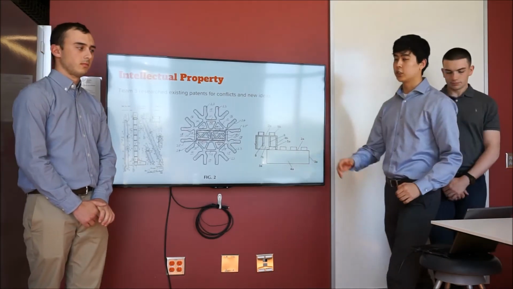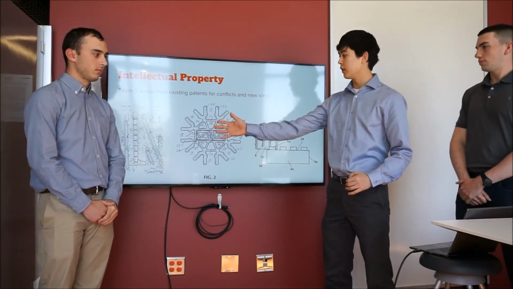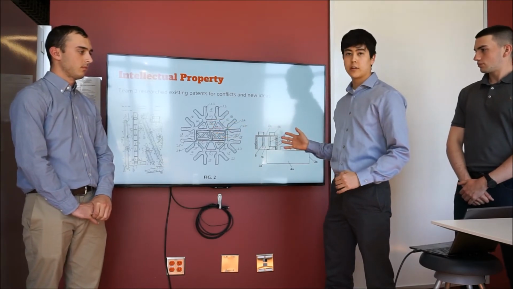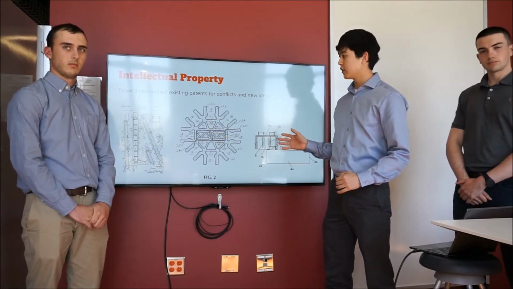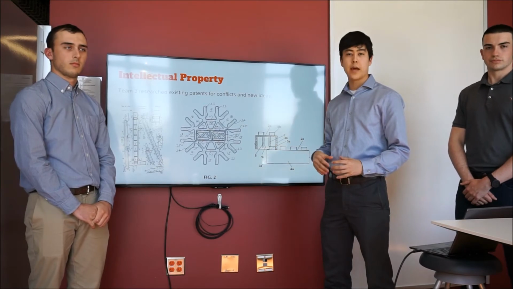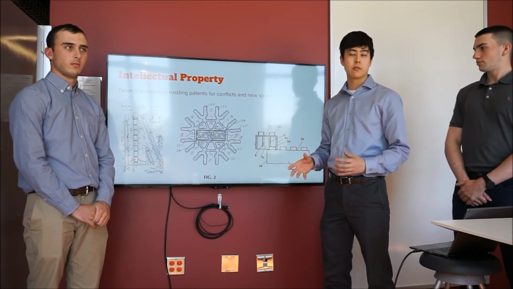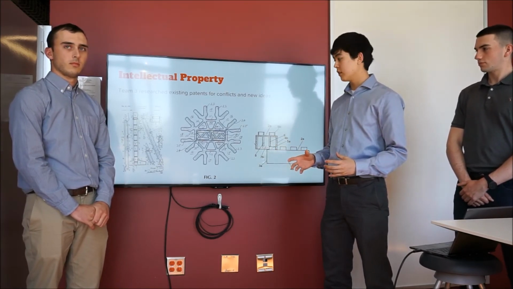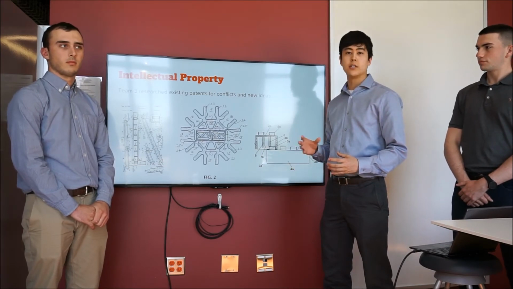So this is the intellectual property research we did. These are a few examples of the things we found that will affect our project. So what we did was we basically went and found patents that we could use ideas from that were expired, or patents that are current that we couldn't use the ideas from.